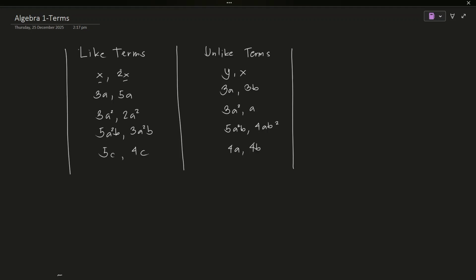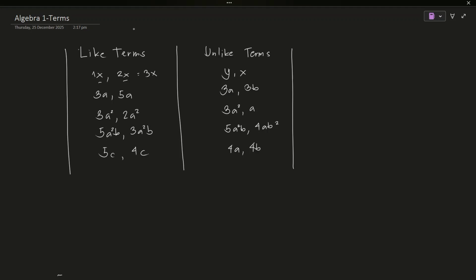For example, we have here x and 2x. If we add them, so x here, the coefficient is 1. If we add them, we have 1 plus 2, so we have 3. And let's just copy the term, which is x. We can also subtract them.